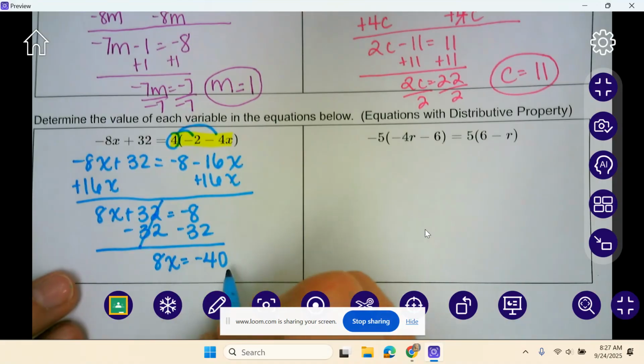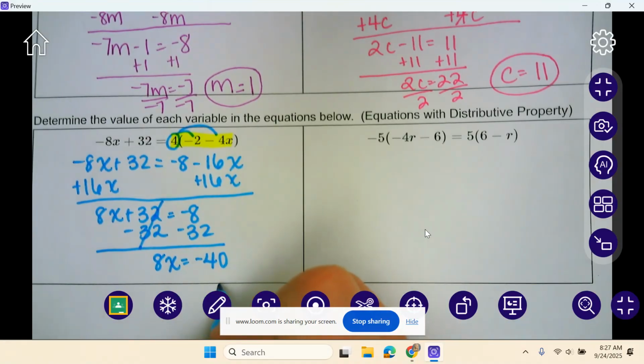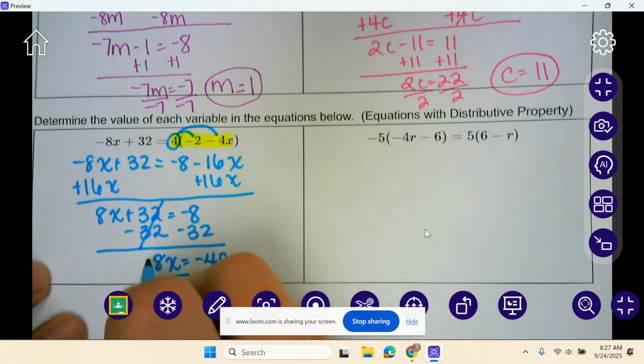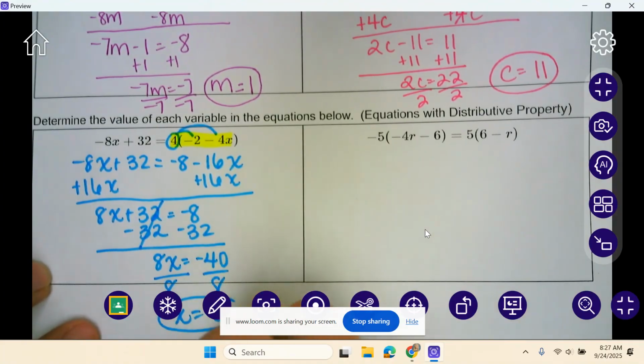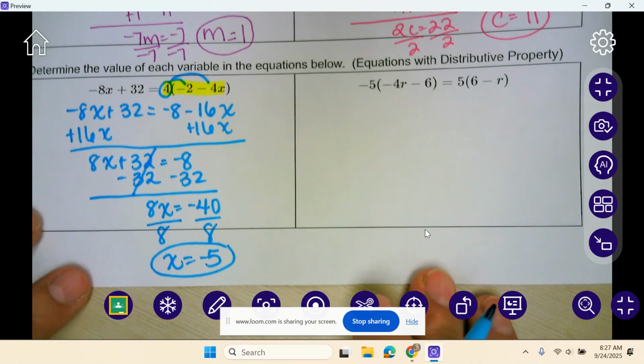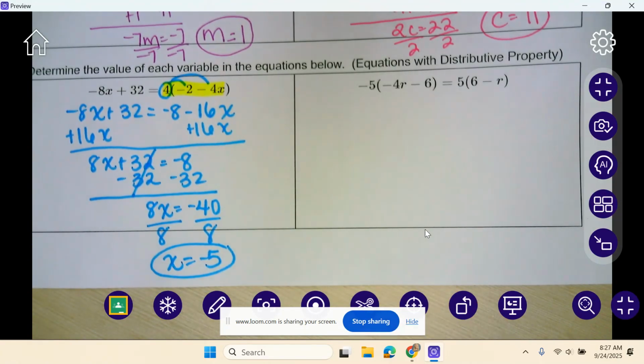After that, I need to divide the coefficient. The coefficient's 8, so I divide both sides by the coefficient, which is 8. And then I get x equals negative 5. So that would be your final answer.